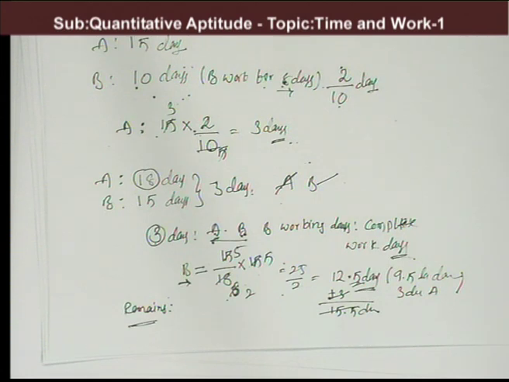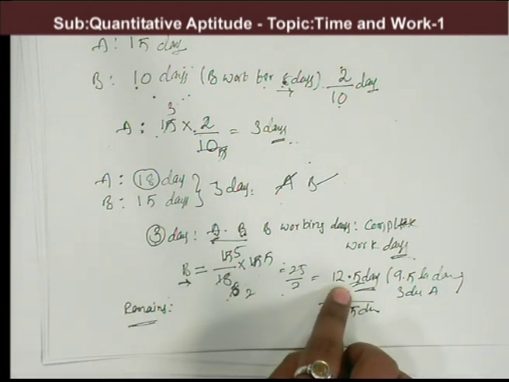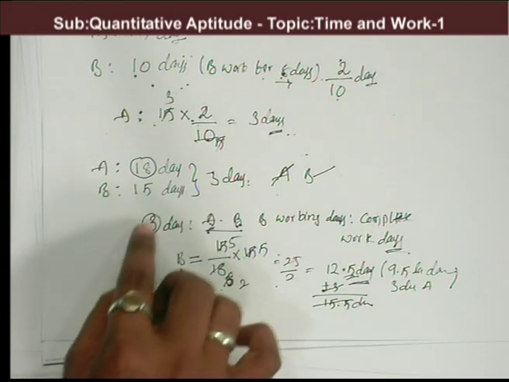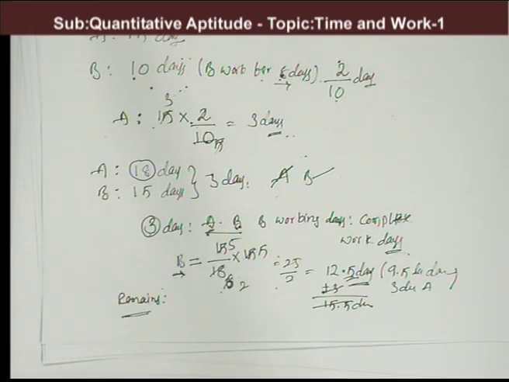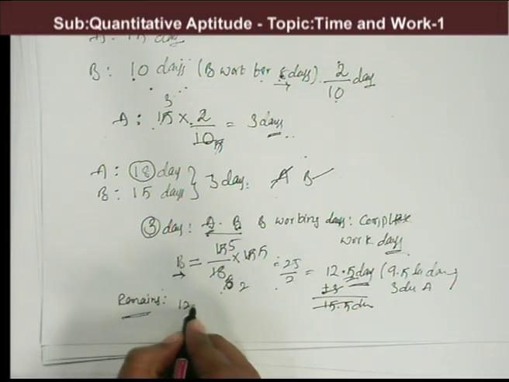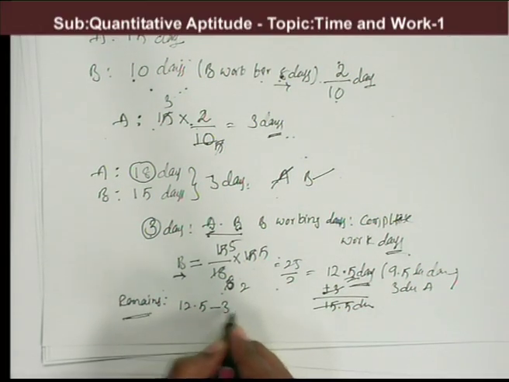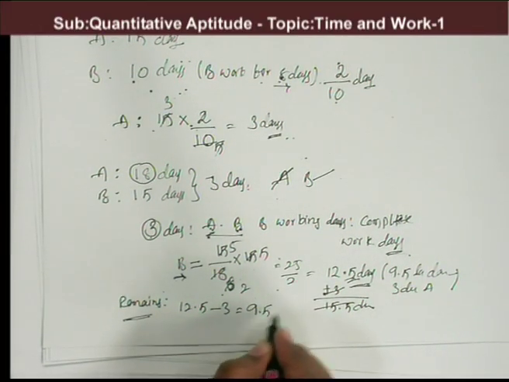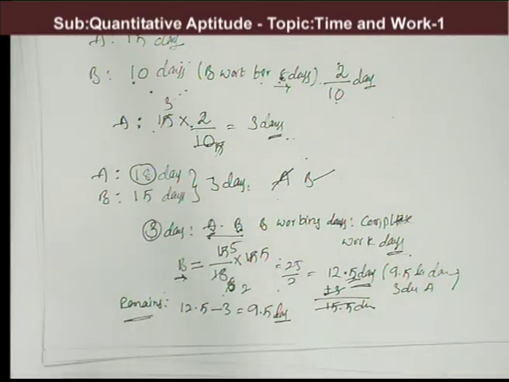That is very simple. In 12.5 days, there are 3 days already worked together. So that means the remaining work is 12.5 minus 3, that is 9.5 days. Simple.